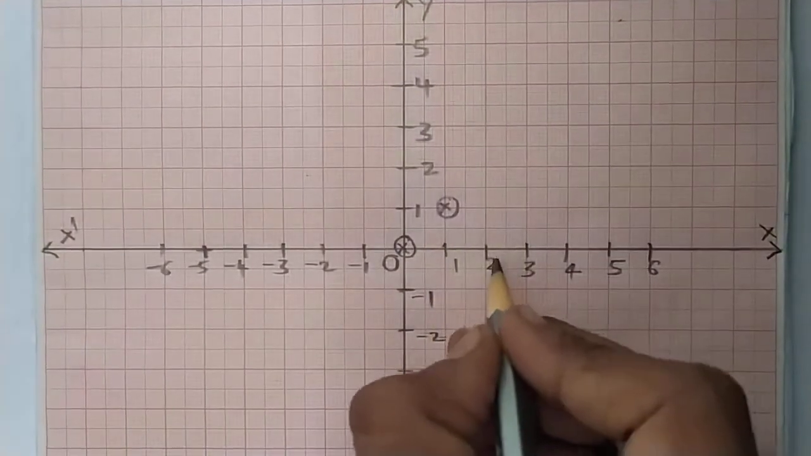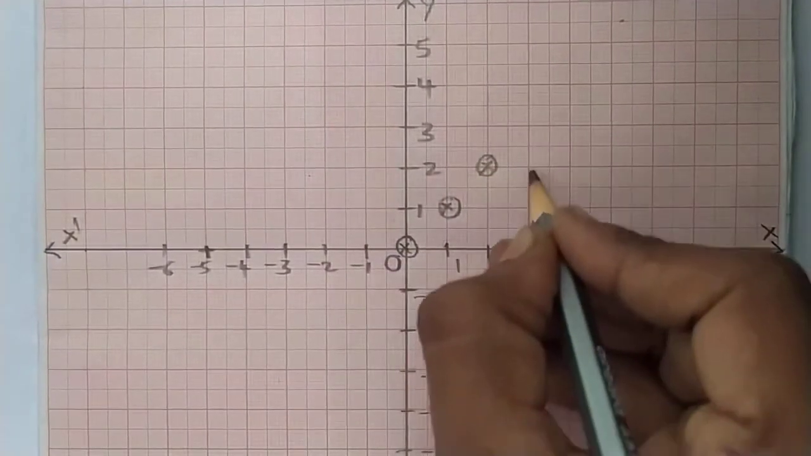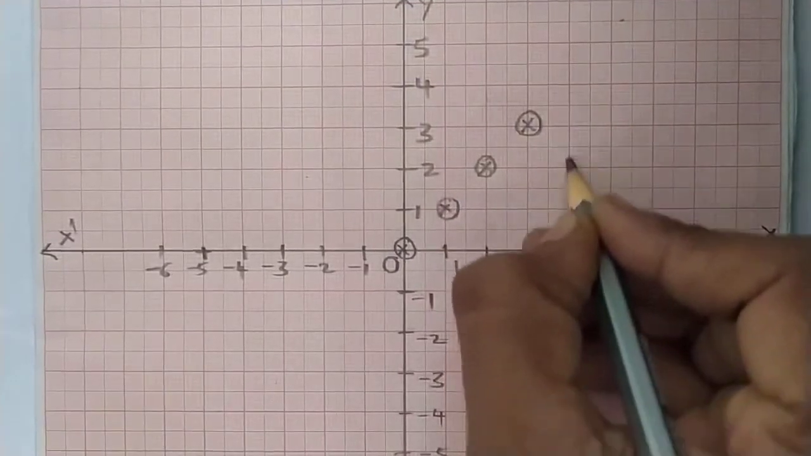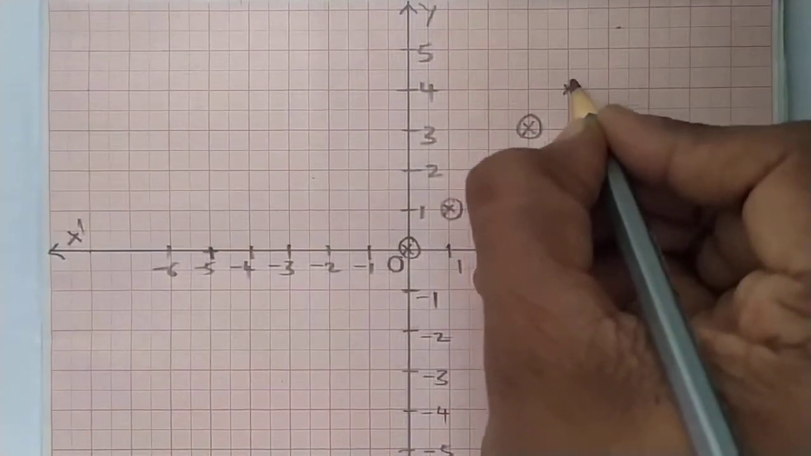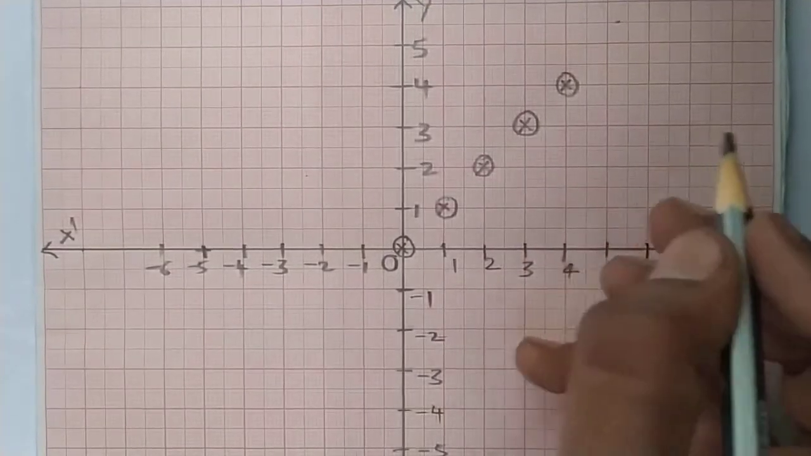Okay. If x equals 2, y is also 2. If x equals 3, y is also 3. If x equals 4, y is also 4. That means y is nothing but f of x equals y.